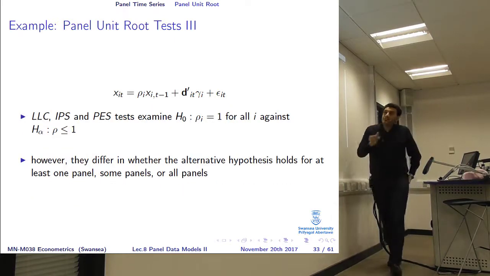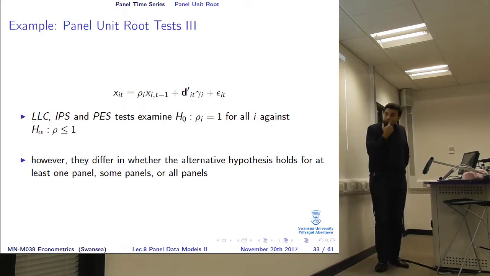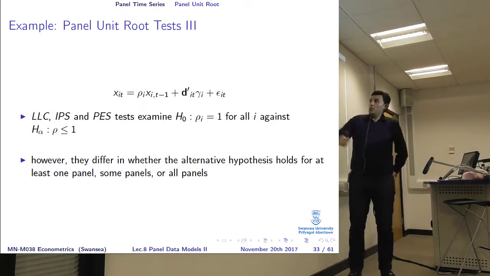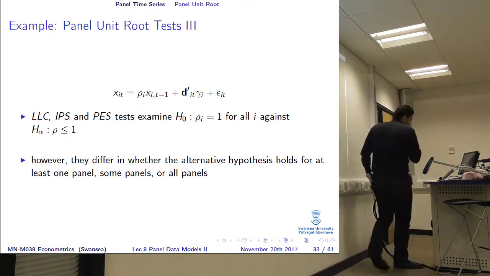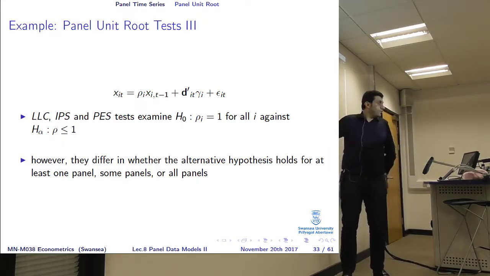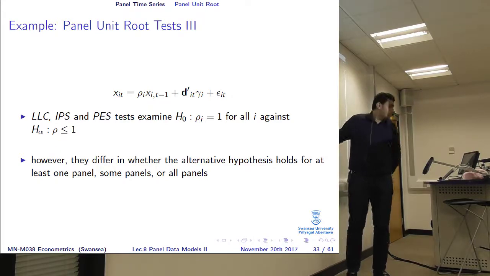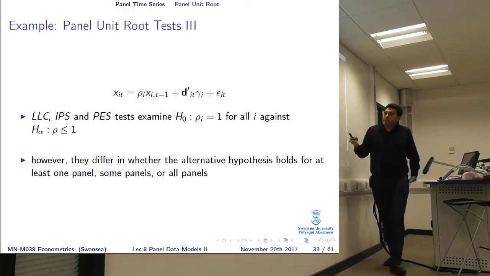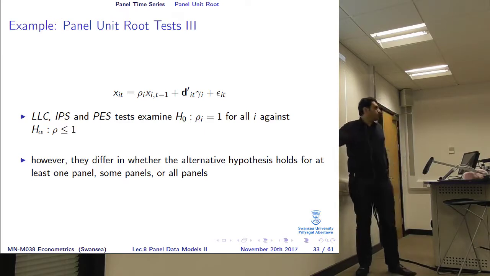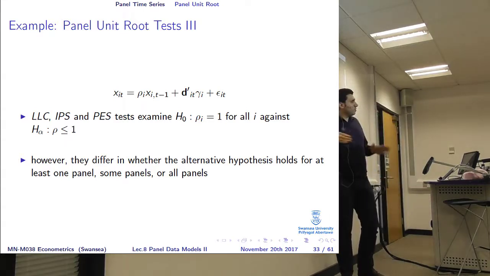As I said, these three tests, LLC, IPS, and Breitung, examine the null that rho_i equals 1 for all i, against the alternative that rho is less than 1. If the null is true, X_it has a unit root. If you accept the null hypothesis, that means they have a unit root. The problem here is that they differ about the situation for the alternative hypothesis. Is it going to hold for at least one panel? Remember, we have 9 countries.